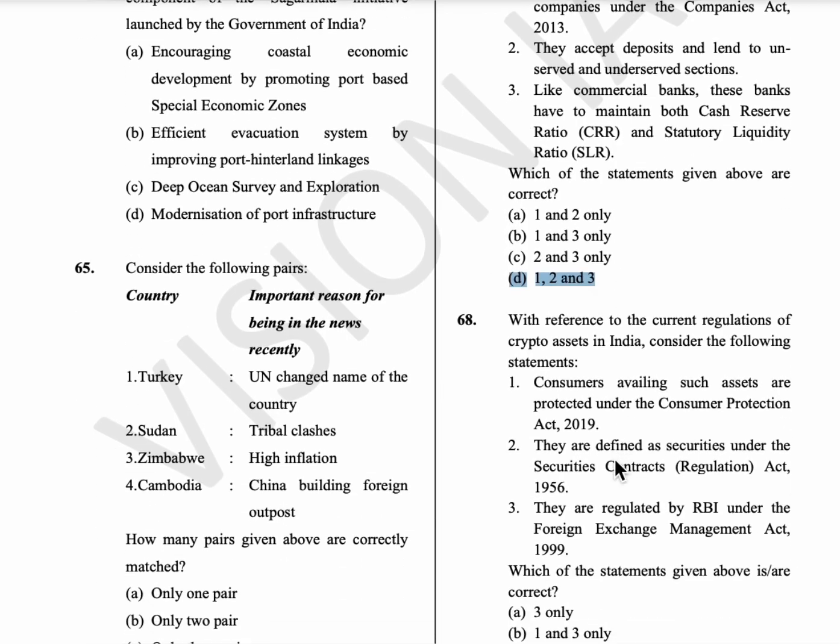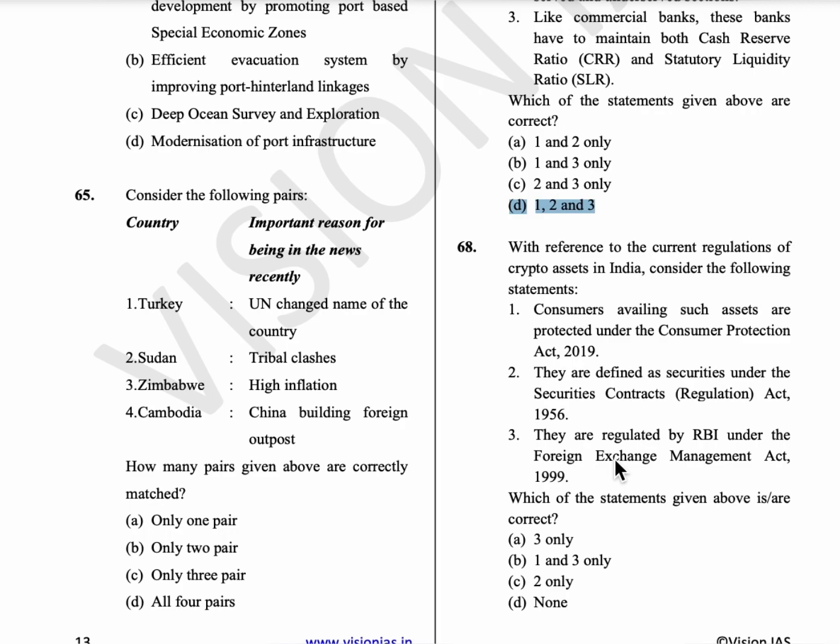So option D. 68th question, with reference to the current regulations of crypto assets in India, consider the following statements. So here, till now, there are no exact regulations for crypto assets in India. It is not actually legal. So all these statements are wrong. So option D, none. The Consumer Protection Act of 2019, Contracts Act, and FEMA, in any of them, crypto assets are not included. They are not regulated. So option D.